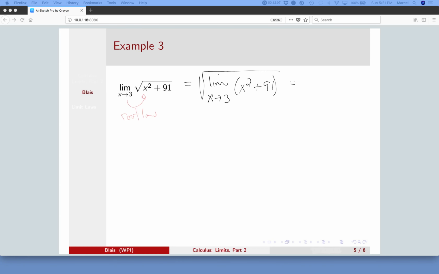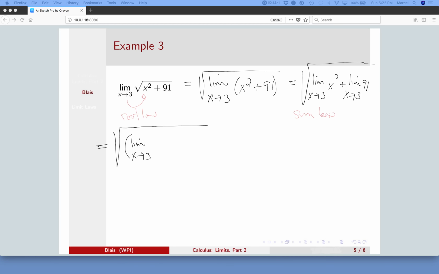Then we can use our sum law to say this is, underneath the square root sign, the limit as x goes to 3 of x squared plus the limit as x goes to 3 of 91. Then we can write that x squared as the limit as x goes to 3 of x squared. And that we could actually call our substitution law.